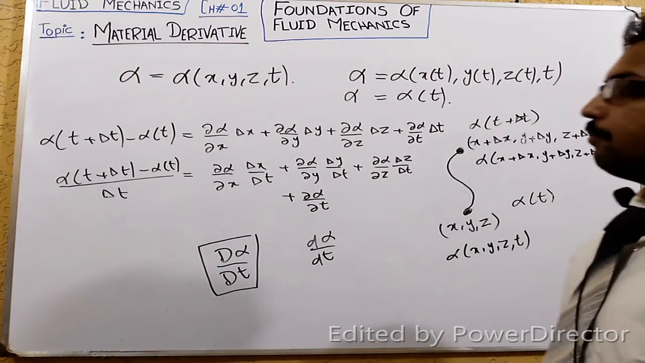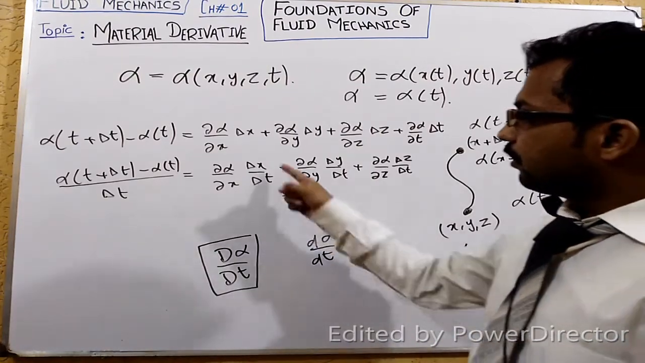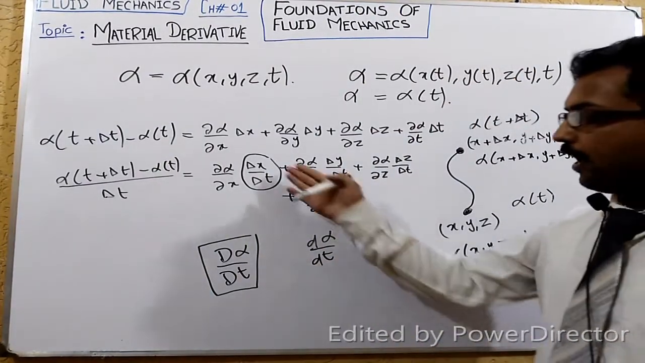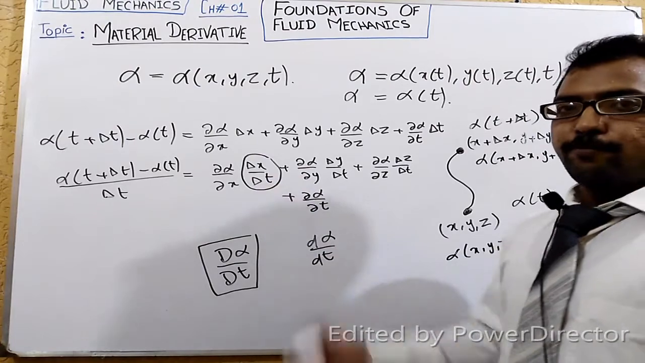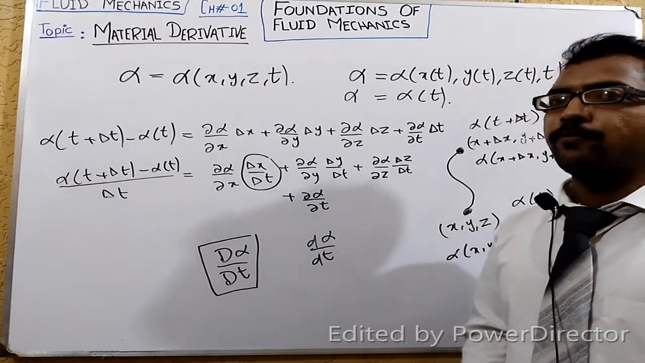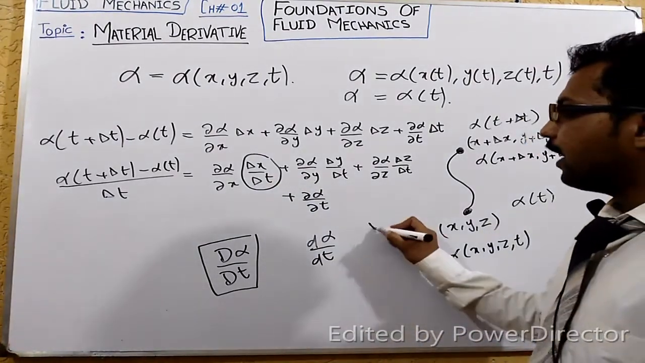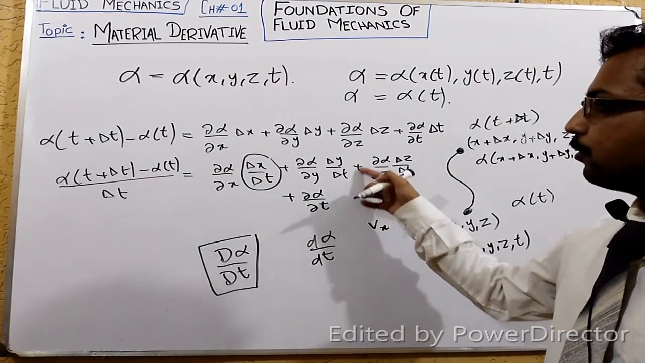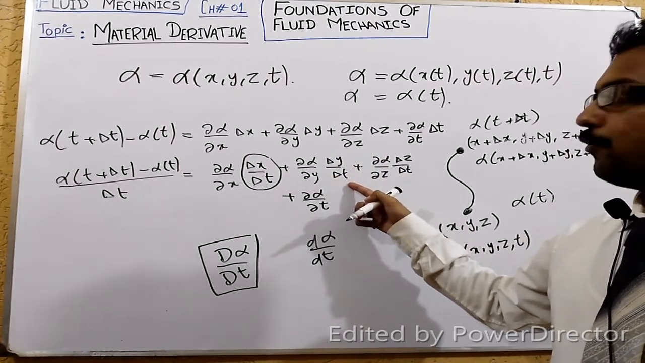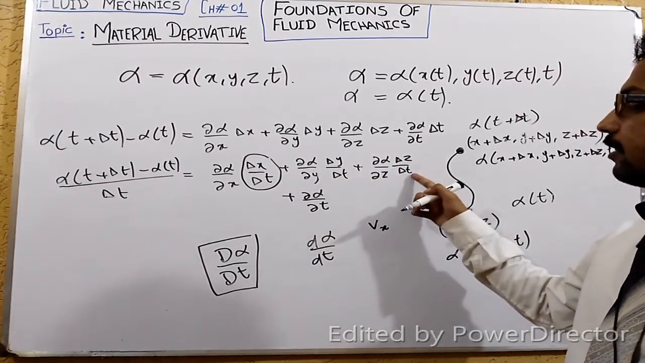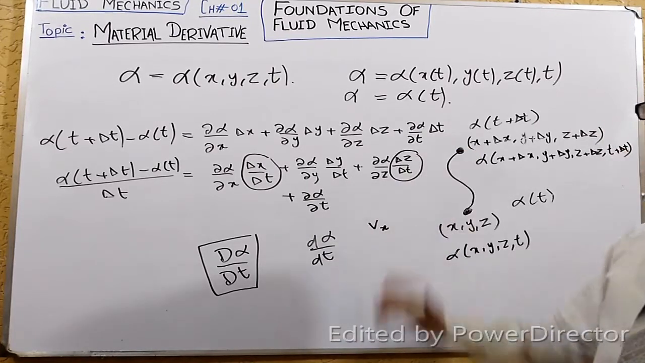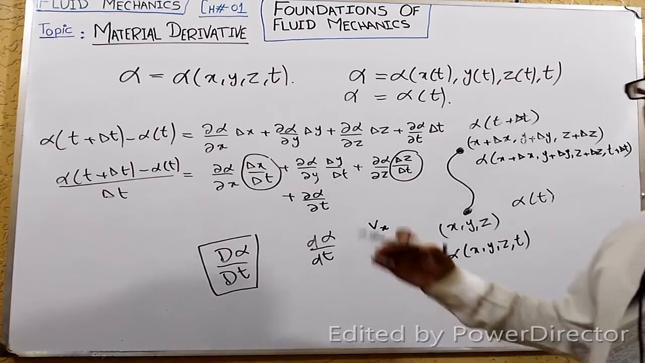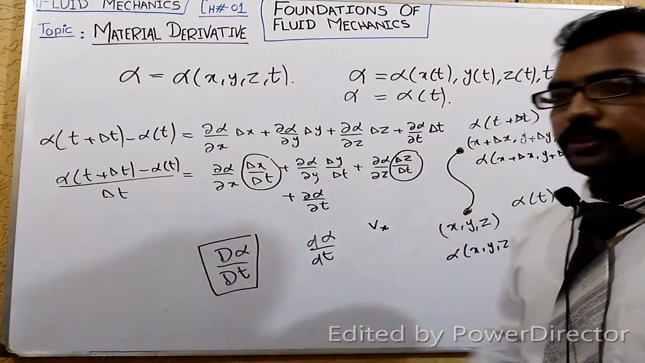Note also that in the limit delta t approaches 0, this quantity becomes the total derivative of x with respect to time t, which is the x component of the velocity of the fluid, and we will denote it by Vx. Similarly, in the limit delta t approaches 0, this is the y component of the velocity, and in the same limit, this quantity is the z component of the velocity of the fluid.